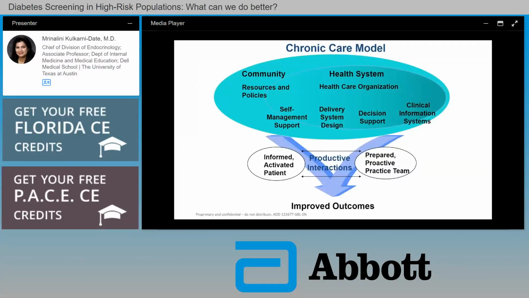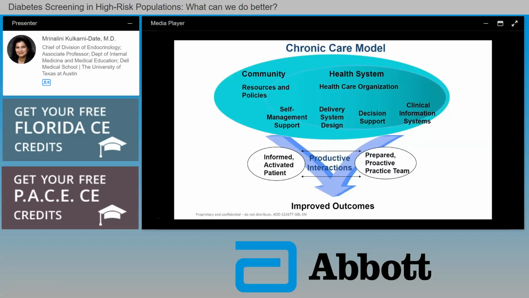One of the best ways we think to do that is Wagner's chronic care model. So hopefully you've seen this before. So the idea with the chronic care model is that in order to have productive interactions and improved outcomes, the health system or healthcare organization needs to have these 4 areas developed at the level of practice. So self-management support, delivery system design, decision support, and clinical information systems. And I'm going to talk about those a little bit more in a second.